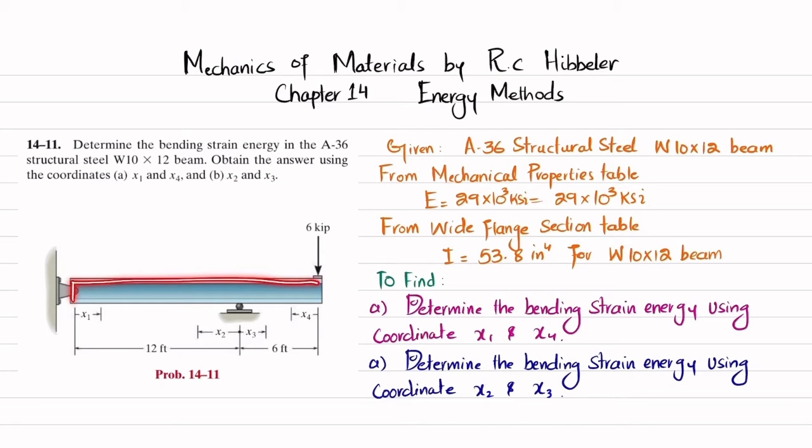So you can see this is the beam W10 by 12. At this point there is a pin support, at this point we have a roller support, and at this end we have a 6 kips load. Clear? The total length of the beam is 18 feet.